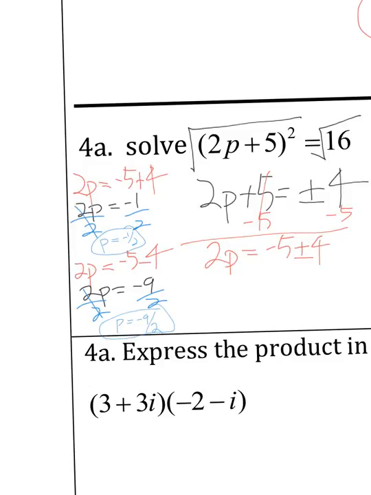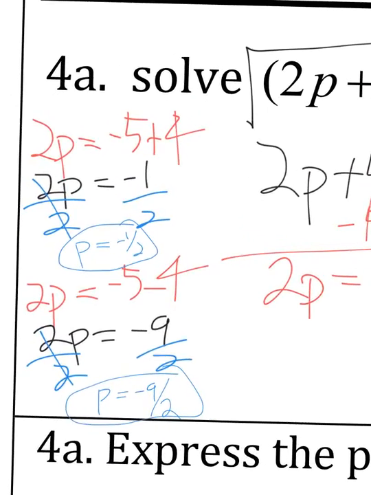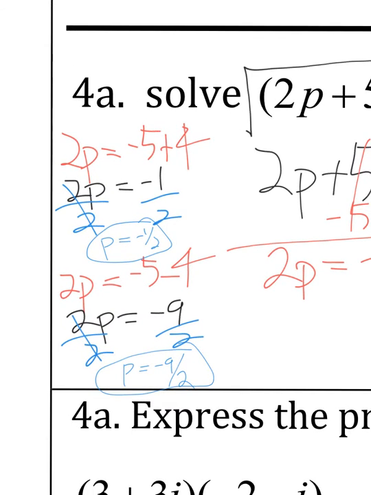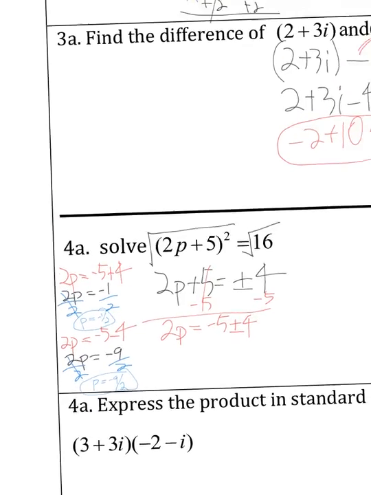Yeah, that's it for that. Just don't leave it like this, negative 5 plus or minus 4. You can do that math. I just did negative 5 plus 4 and negative 5 minus 4. And then all I had to do was divide by 2. So, yeah, that's all there is to say about that one.